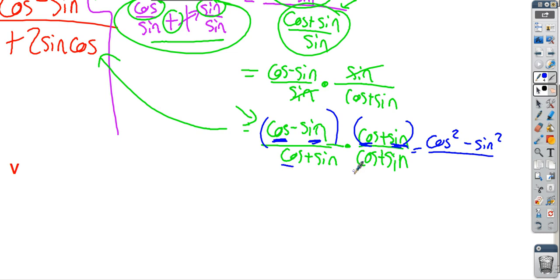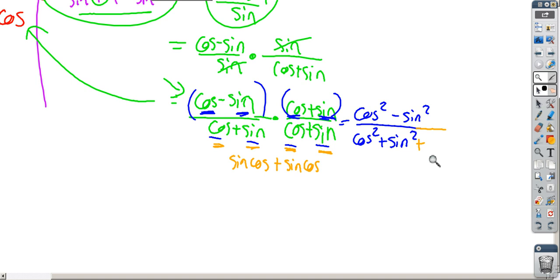And then the bottom is going to be cosine times cosine, which is cosine squared, sine times sine, which is sine squared, and then the inside and outside terms. Inside terms will be sine cosine, and the other ones will be sine cosine. So you have sine cosine plus another sine cosine. That's going to equal 2 sine cosine. Okay, and actually we're almost there. So this right here is an identity that's equal to 1.